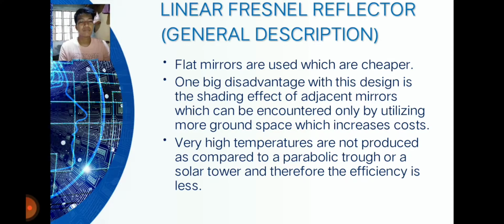So, linear Fresnel reflector, general description. So, flat mirrors are used which are cheaper. So, gumamit dito ng mas murang gamit. One big disadvantage with this design is the shading effect of adjacent mirrors, which can be avoided only by utilizing more ground space, which increases cost. Very high temperatures are not produced as compared to a parabolic trough or a solar tower, and therefore the efficiency is less.